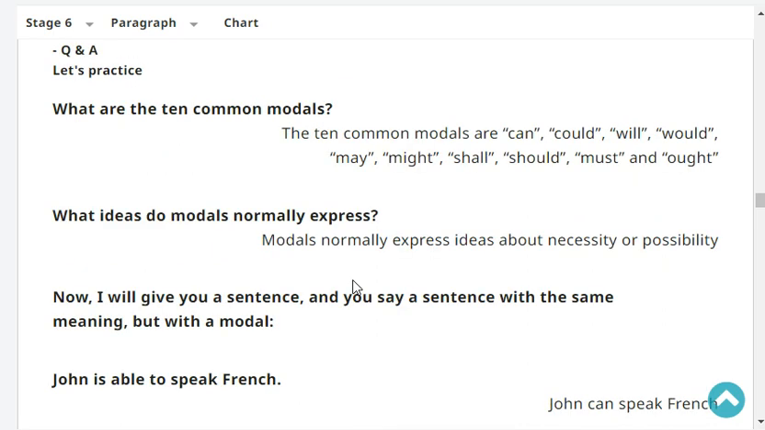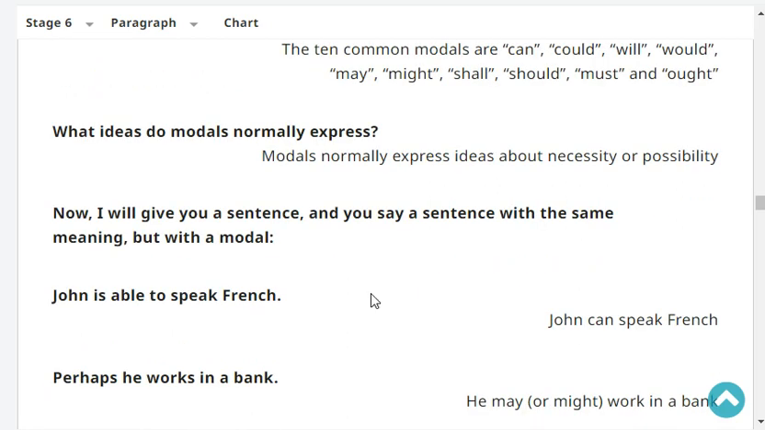What are the 10 common modals? The 10 common modals are can, could, will, would, may, might, shall, should, must, and ought. Very good. What ideas do modals normally express? Modals normally express ideas about necessity or possibility. Very good.